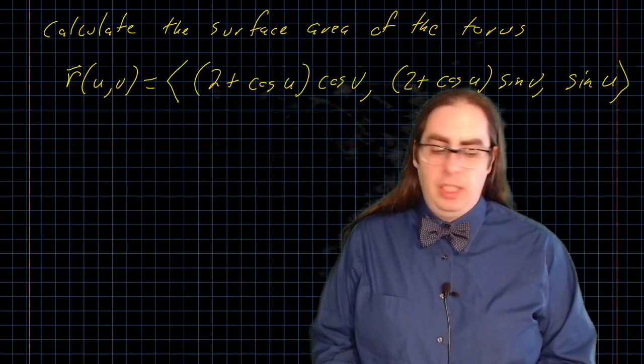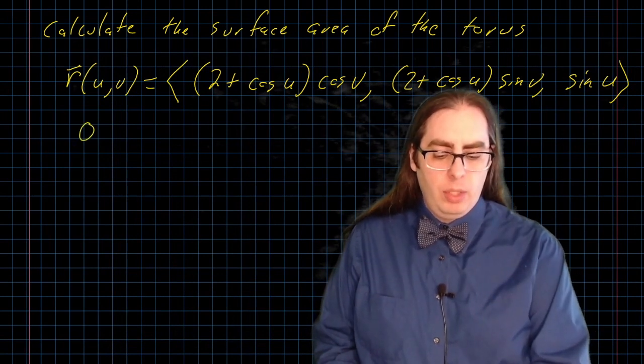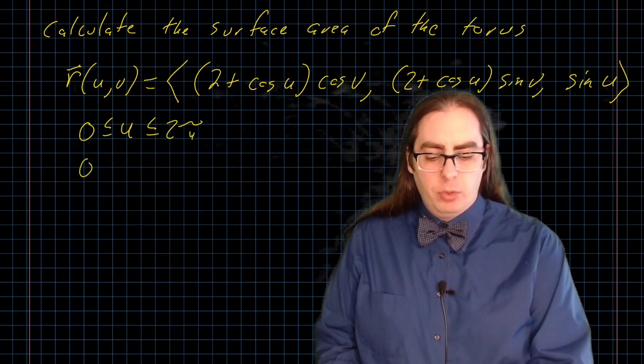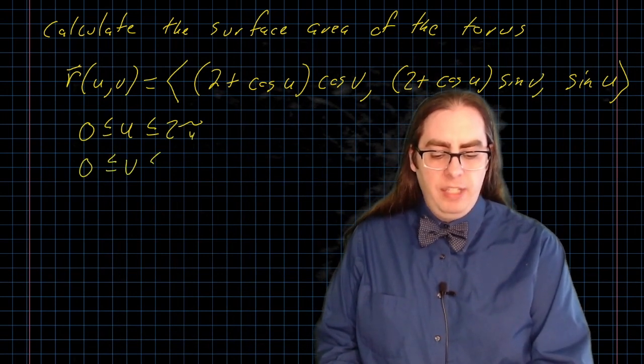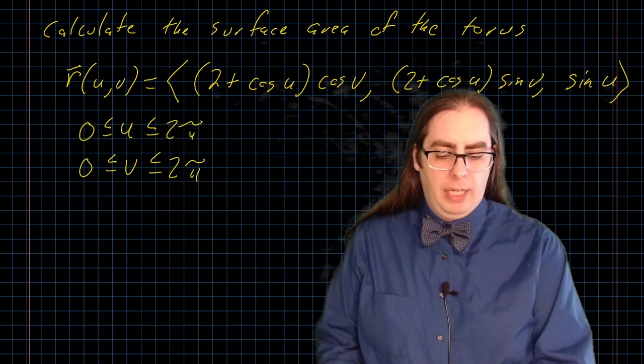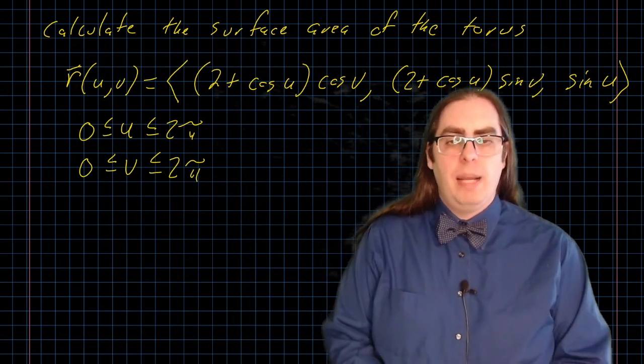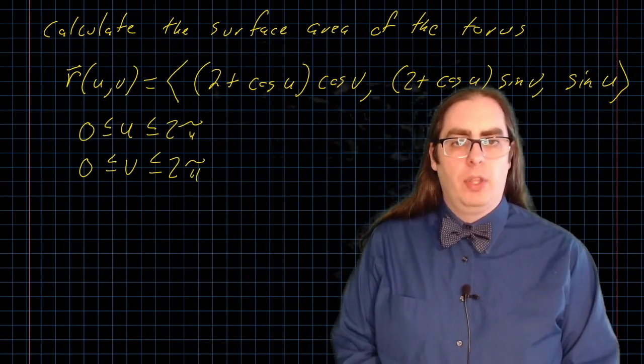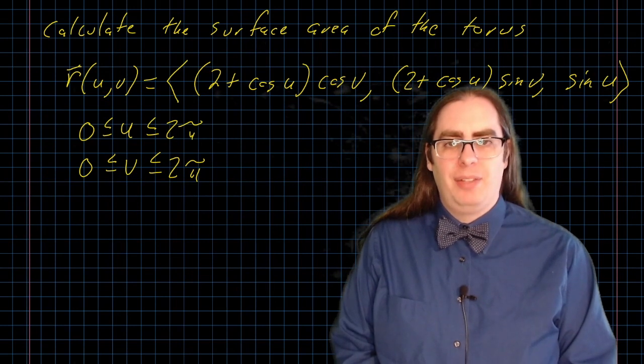And we're going to be looking here for 0 less than or equal to u less than or equal to 2 pi. And we also are going to have 0 less than or equal to v less than or equal to 2 pi. All right, so take a couple of minutes, see what you can come up with on that one, and I'll see you in the next video.